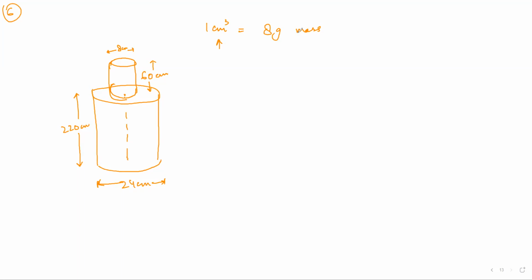So first thing is that we have to find the volume of this solid. So we will do it in 2 parts. We will find the volume of the bigger cylinder, then the smaller cylinder. We can add both the volumes. That will give us the total volume of the figure. Clear?